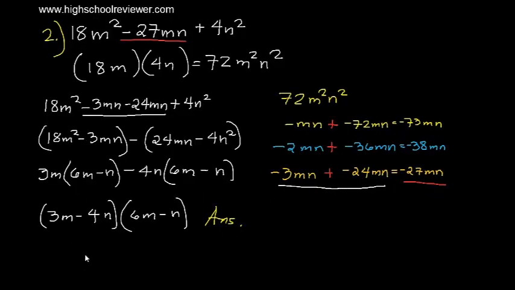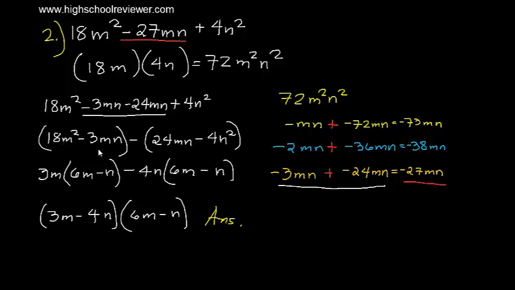For problem number 2, we have 18m squared minus 27mn plus 4n squared. The same process. Multiply the first and the third term. We have here the answer. And then factor out the result. Find factors that will give us the sum that is equal to our second term. And then we are going to rewrite the equation using this. Negative 3mn plus negative 24mn. Positive multiplied by negative is negative. And then we are going to combine two terms and another two terms.